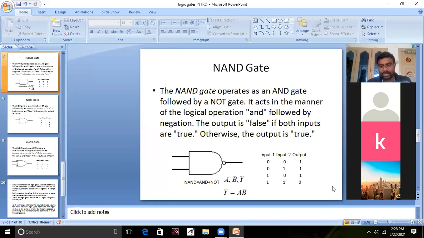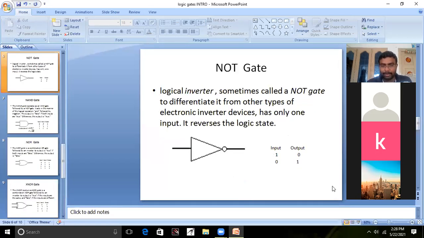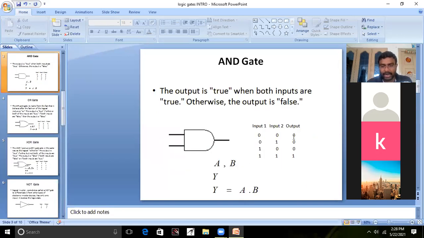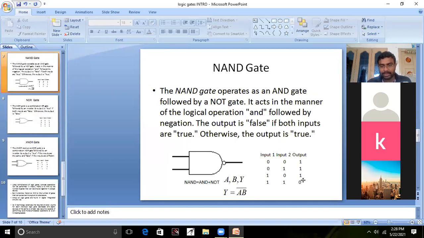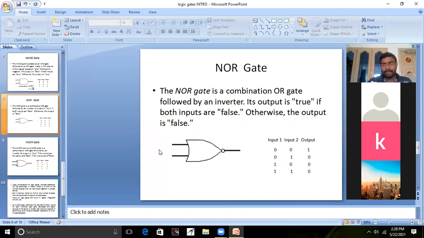Okay, guys, can you check this one? Do you find the same difference? AND gate 0, 0, 0, 1. The reverse of it is 1, 1, 1, 0. Exactly reverse. Okay, guys, is it okay? Do you understand the logic symbol and truth table of the NAND gate? Yes, sir. Then let me go for the next gate, NOR gate.